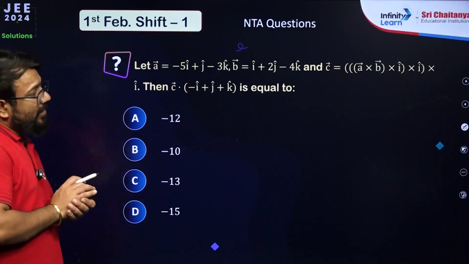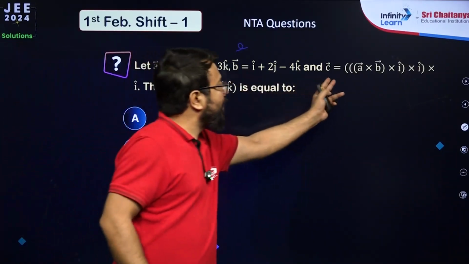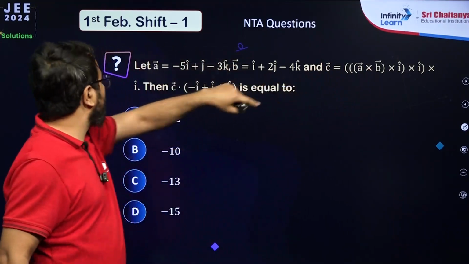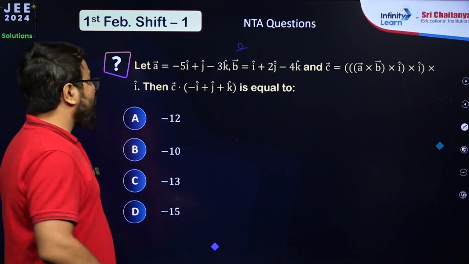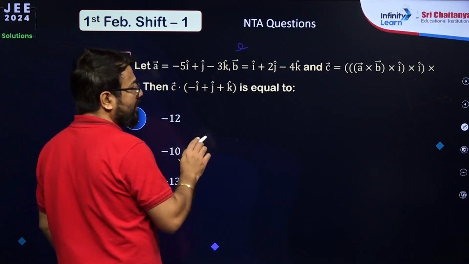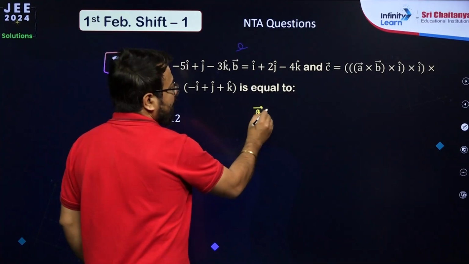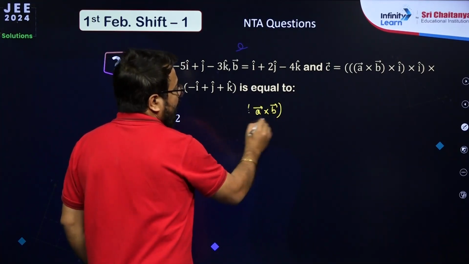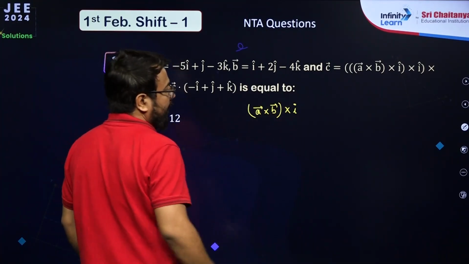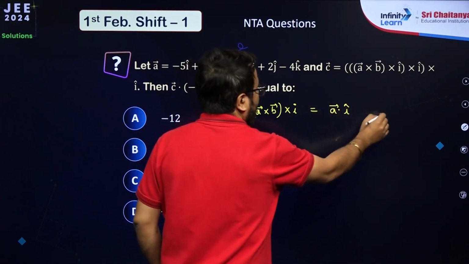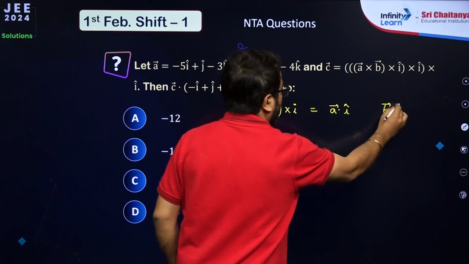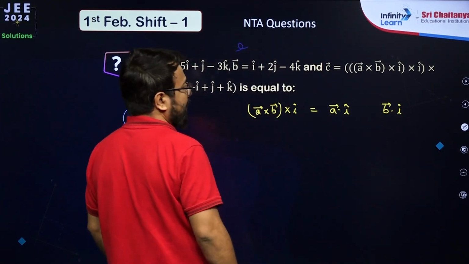A vector given, B vector given. We want to get the value of C vector as A cross B cross I cross I cross I. And then C dot this vector is equal to what? So basically A cross B is being given to you. Okay, let us deal with A cross B and this is cross with I. So I will write here A dot I, B dot I. All right. Is that clear to you?